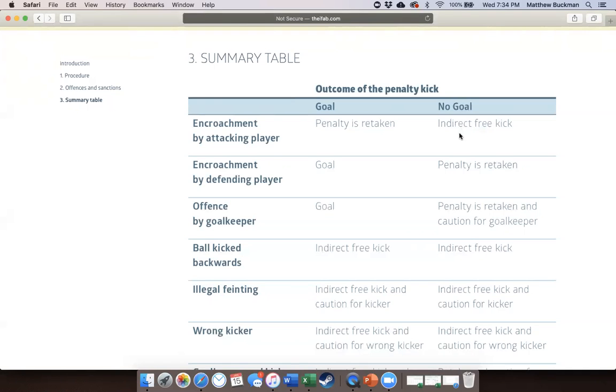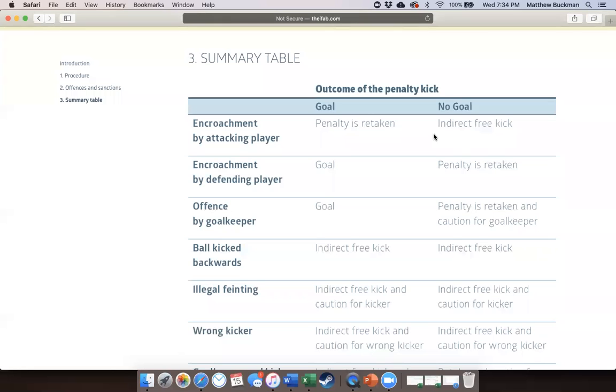The reason that we do the indirect free kick is sometimes we might have an attacking player encroach, and then the goalkeeper saves the ball back into live play, and that encroaching player then kicks the ball into the back of the net. So we want to stop play and give an indirect free kick if the ball goes out of bounds, or goes back into play.